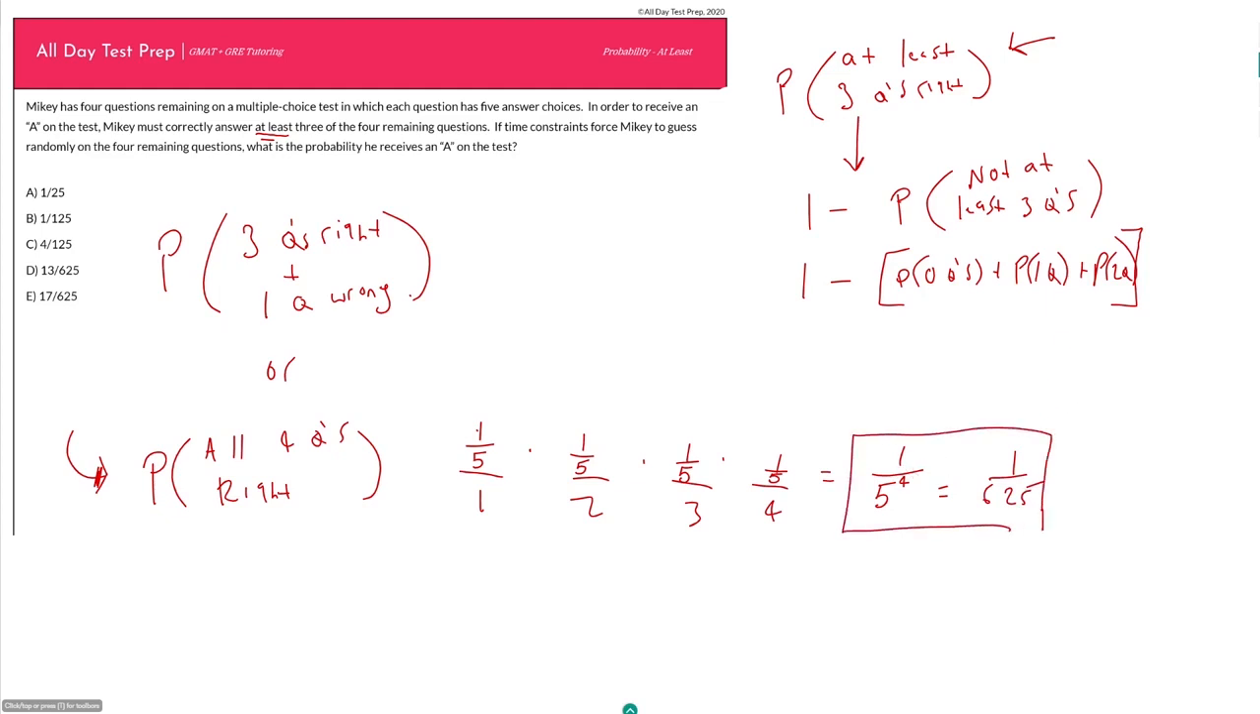I know my powers of 5 up until 5 to the 4th. Just something worth memorizing. Now let's talk about this scenario here. So the probability of 3 questions right, and we said before, 3 questions right really means 3 right, 1 wrong. So to think about this, we can just draw out an example of how this can happen. So let's say he gets the first 3 right and the last one wrong. For any given question, if he has a 1/5 chance of guessing right, he has a 4/5 chance of getting it wrong.